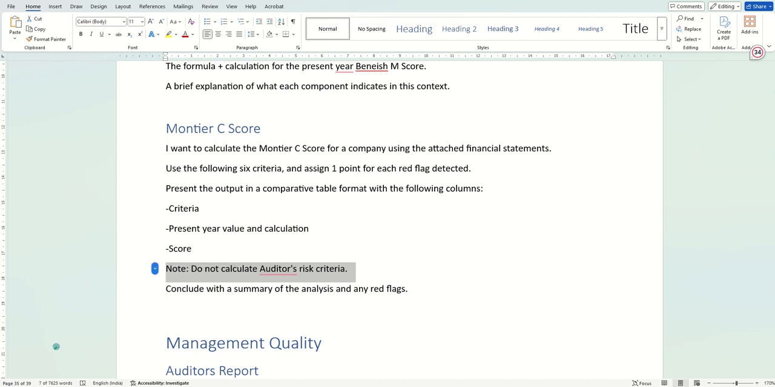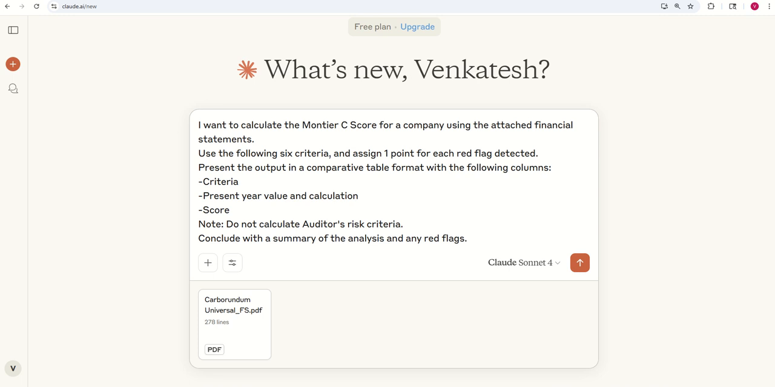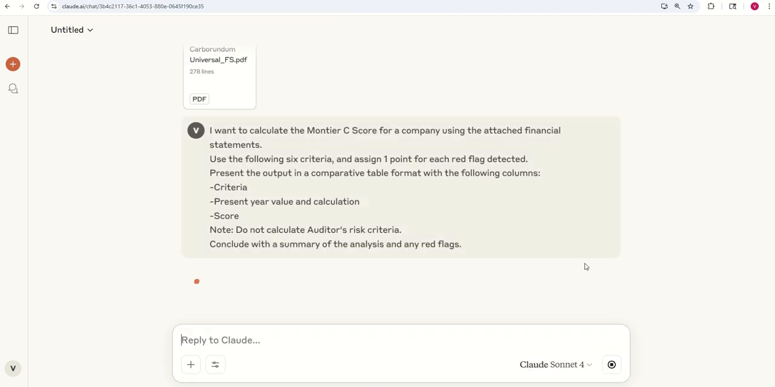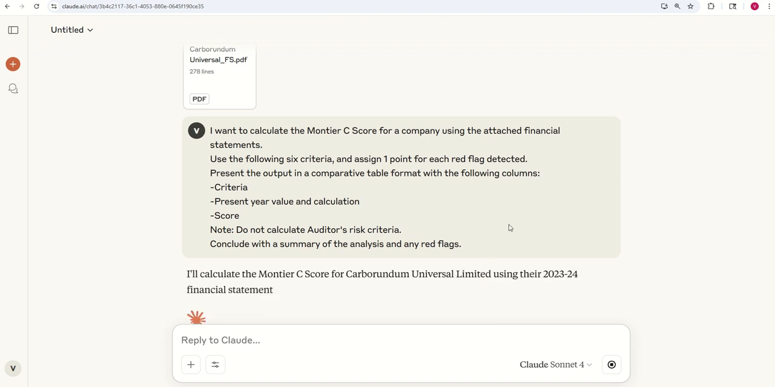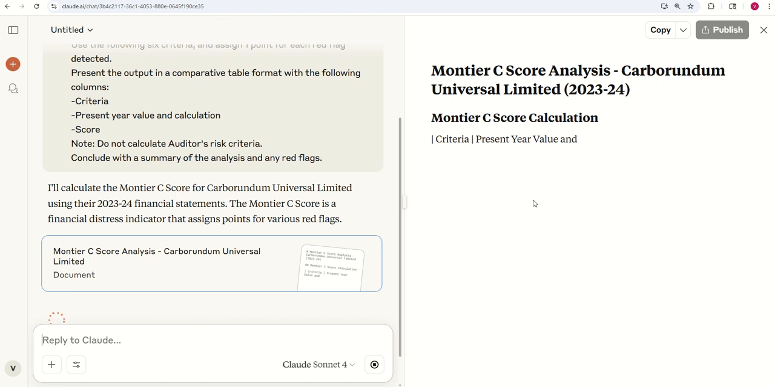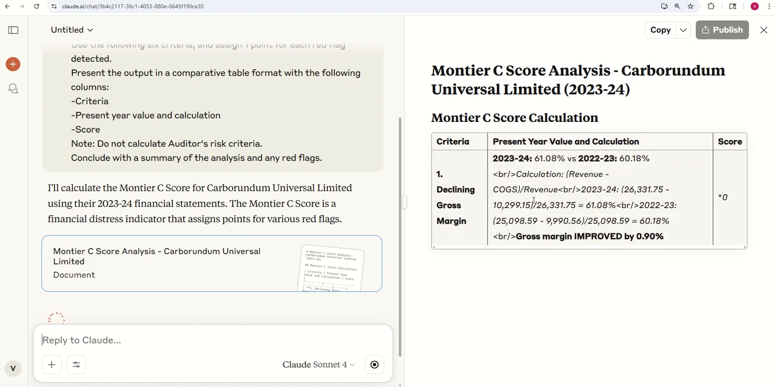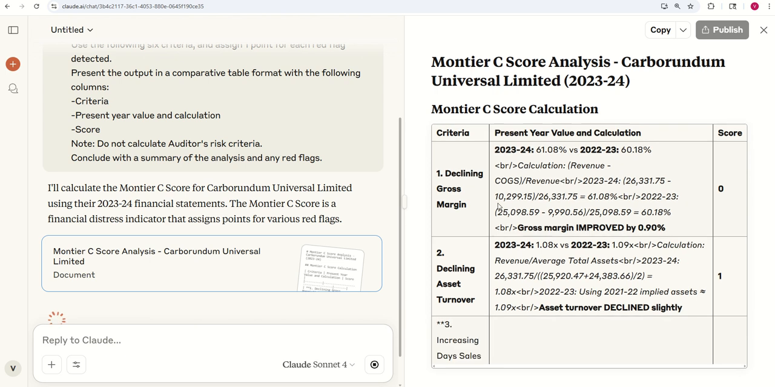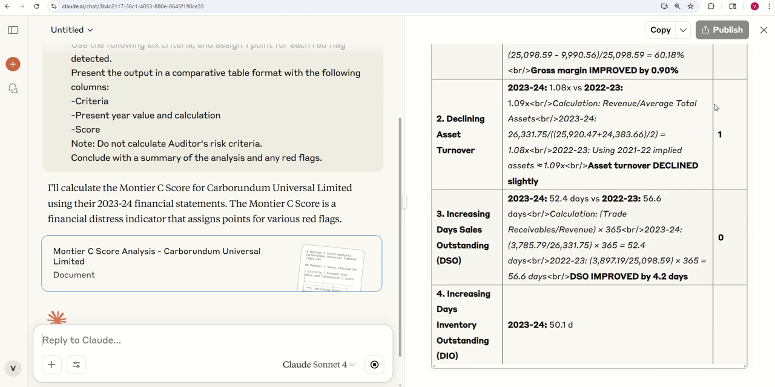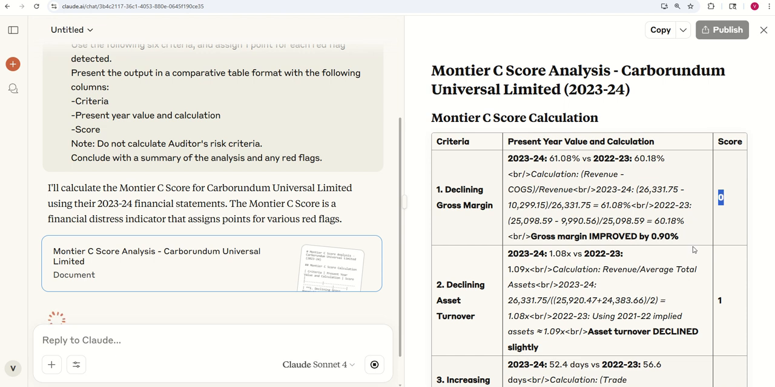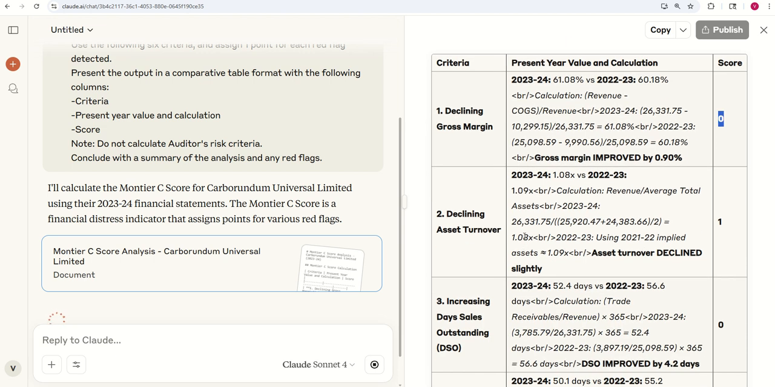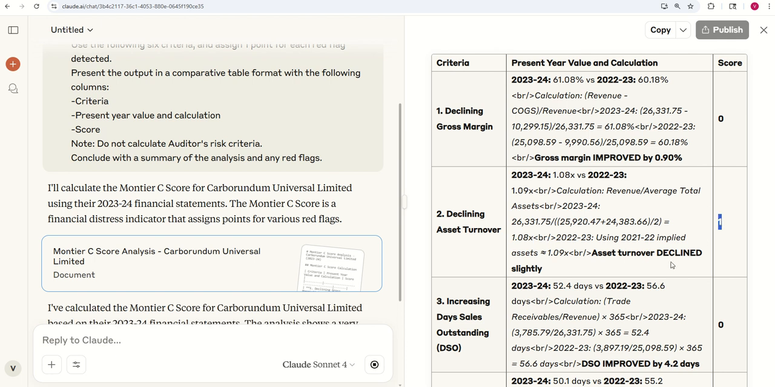So now we move to run this model. The first one is the usual case of Carborundum Universal. It's already uploaded and we'll just run the prompt. Okay, the first point is declining gross margin. The score is 0, meaning it's not declining. Declining asset turnover, yes, it's very negligible, 0.09 has become 0.08, but still it has awarded a score of 1.